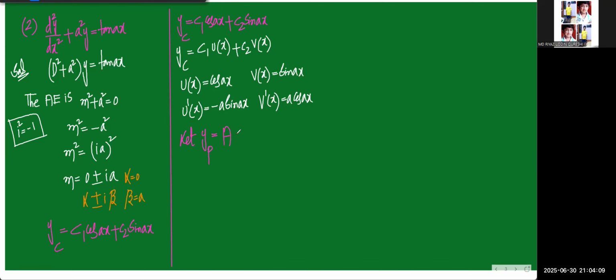a into u of x. u of x is cos ax plus b into v of x. v of x is sin ax.